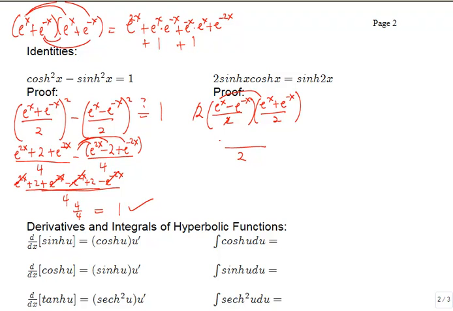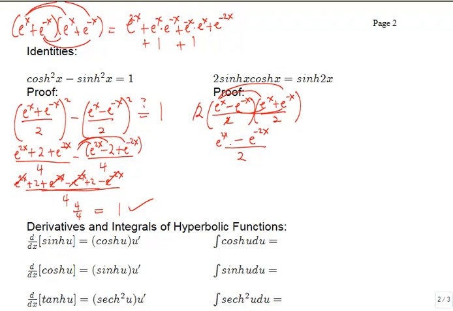E to the x times e to the x is e to the 2x. We'll get a minus e to the negative x times e to the x and a plus e to the x times e to the negative x. So those 2 middle terms actually cancel out. This is a difference of 2 squares. Then we'll get a minus times a plus e to the negative x times e to the negative x, which is e to the negative 2x.